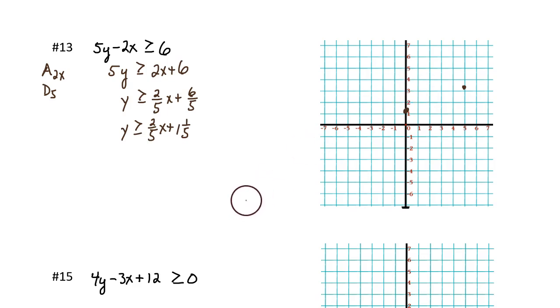Before we draw, we need to know if it's solid or dashed. It's got the equal to line, so it's solid. Where do you shade when it's a greater than symbol? You shade above.